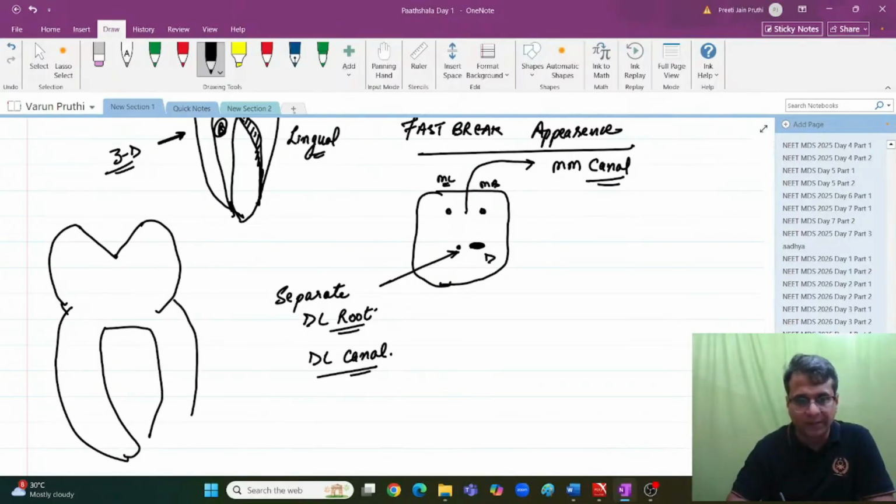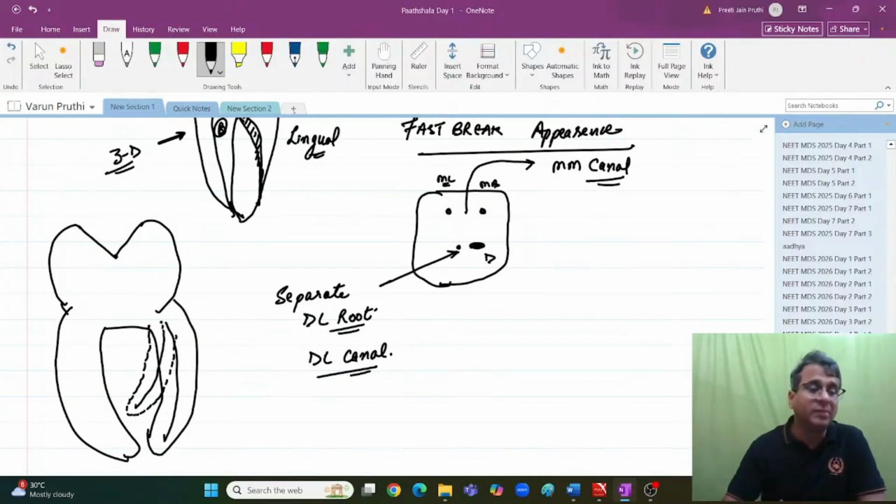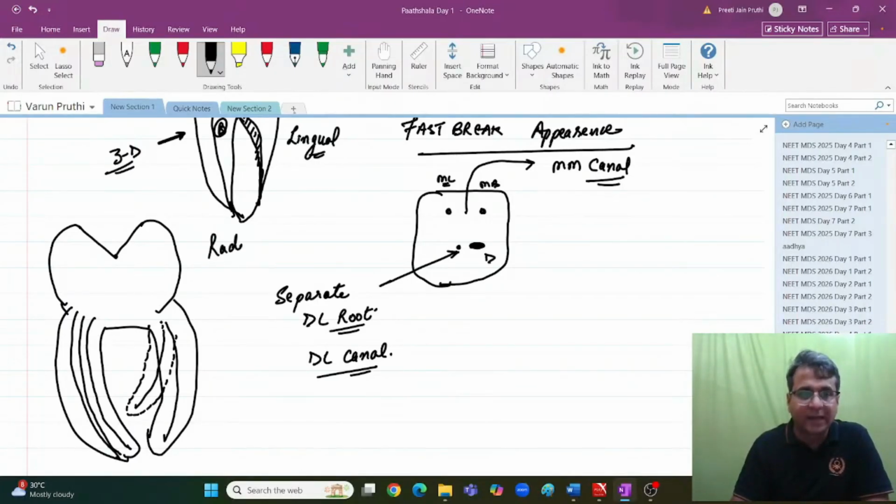So they have shown you an X-ray image. There is a distal canal which is obturated. There was a distolingual root over here obturated, and in the mesial root there were three canals obturated. So this is an example of radix entomolaris.